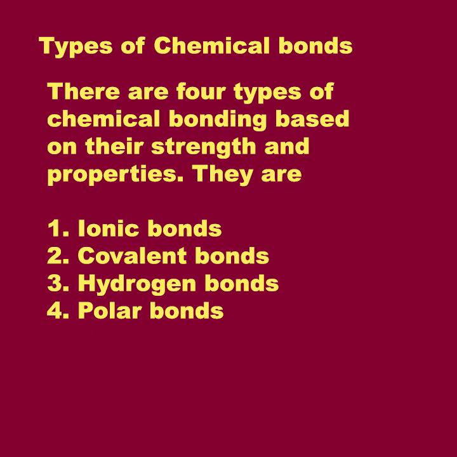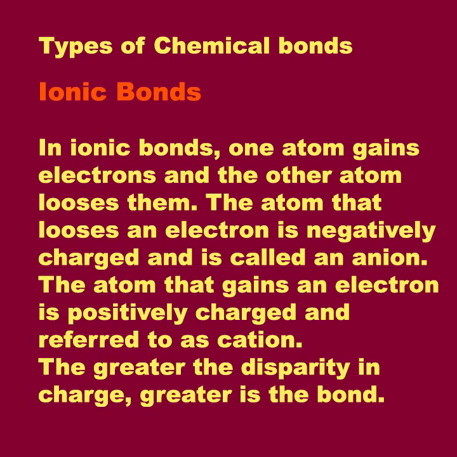There are 4 types of chemical bonding based on their strength and properties. They are 1. Ionic bonds, 2. Covalent bonds, 3. Hydrogen bonds, 4. Polar bonds. Ionic bonds. In ionic bonds, one atom gains electrons and the other atom loses them.